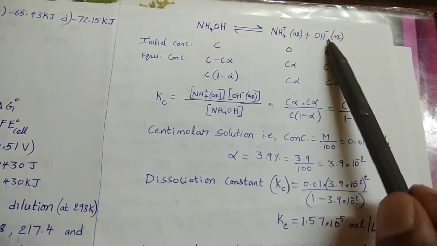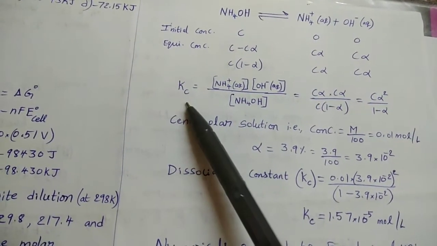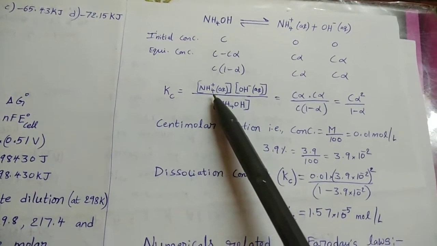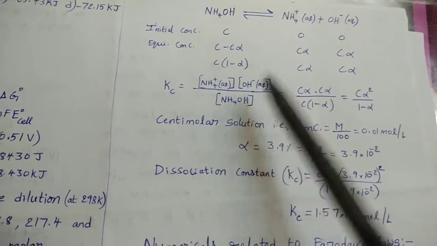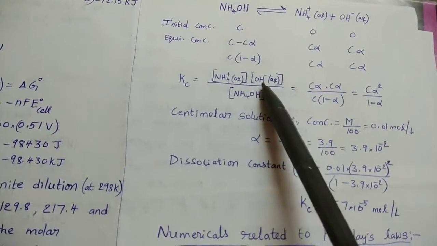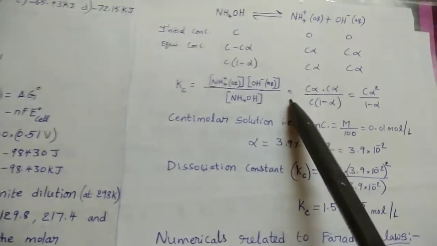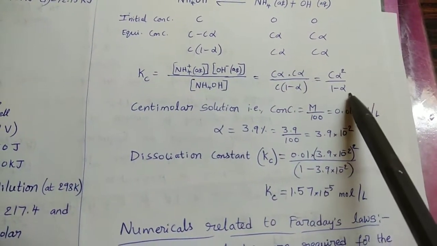For this dissociation reaction, if we write the equilibrium constant expression, Kc equals the product of concentrations of the products divided by the concentrations of the reactants. Here these are the products. So NH4+ concentration into OH- ion concentration divided by NH4OH concentration, substitute these values: C alpha square divided by (1 minus alpha).